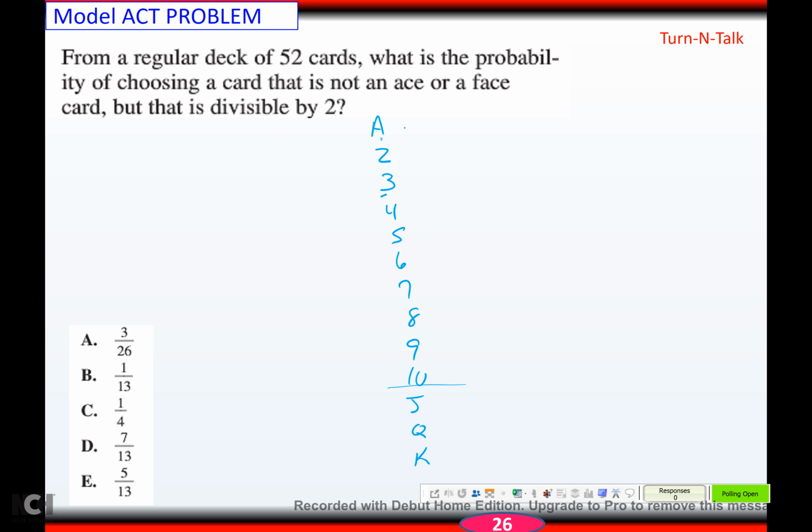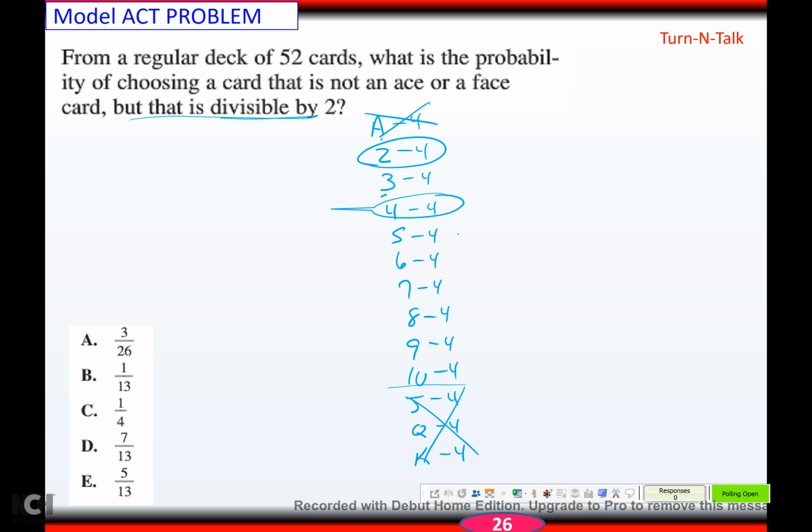Okay, so anyway, there's 4 of everything. 4 of these, 4 of these, 4 of these, 4 of these, 4 7s, 4 8s, 4 9s, 4 10s, 4 jacks, 4 queens, 4 kings. So what is the probability of choosing a card that is not an ace? So those are out. Those are losers. Or a face card. So those are out. Those are losers. But that is divisible by 2. So your winners are whatever's left, the ones that are divisible by 2. 2 is divisible by 2, 4, 6, 8, and 10. So that's 1, 2, 3, 4, 5 4s, which is 20 out of 52. And that reduces down to 5 out of 13.